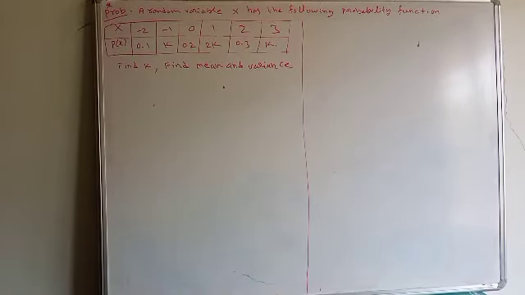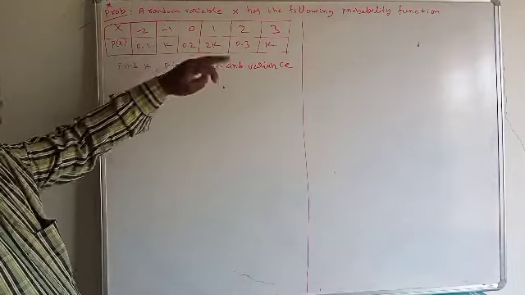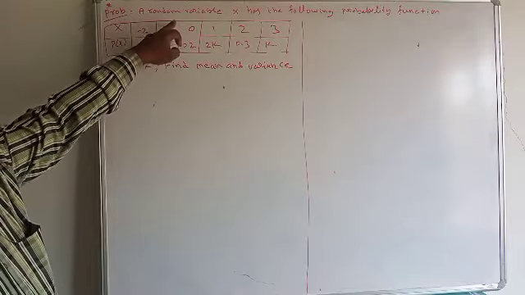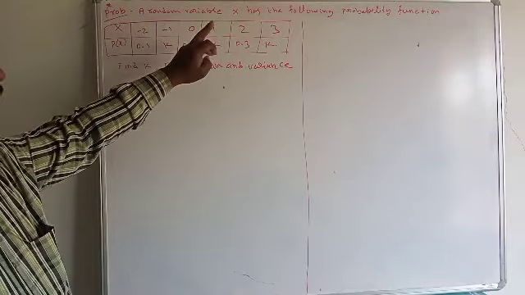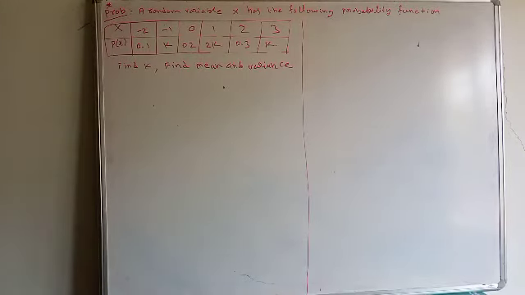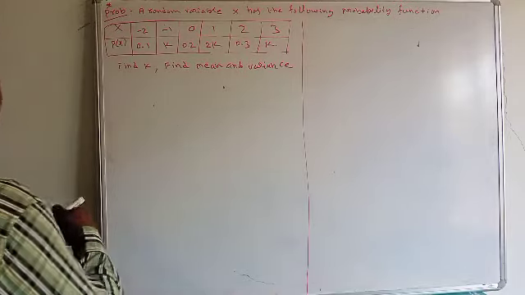A random variable X has the following probability function: x takes the values minus 2, minus 1, 0, 1, 2, 3, and P of minus 2 is equal to 0.1, P of minus 1 is equal to k, P of 0 is equal to 0.2, P of 1 is equal to 2k, P of 2 is equal to 0.3, P of 3 is equal to k. We have to find k and find the mean and variance. This is also a most important problem.